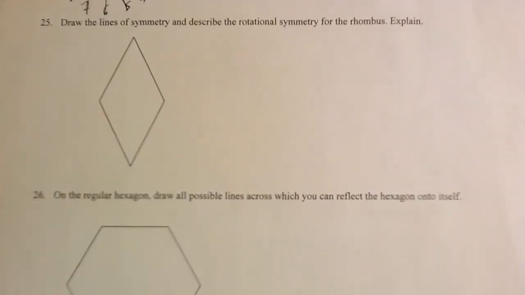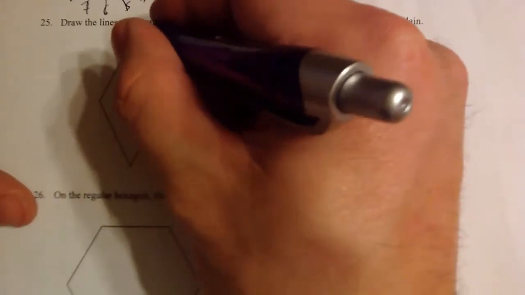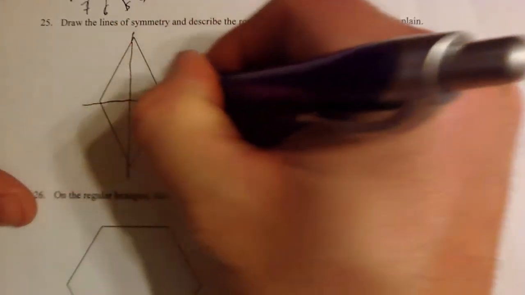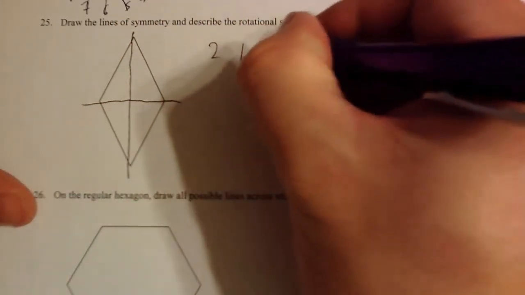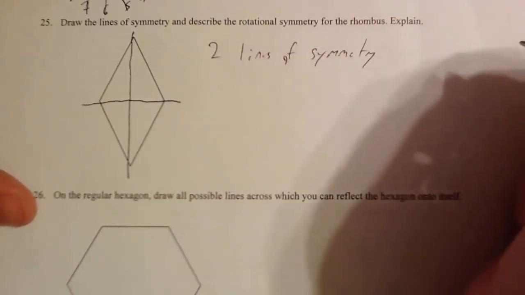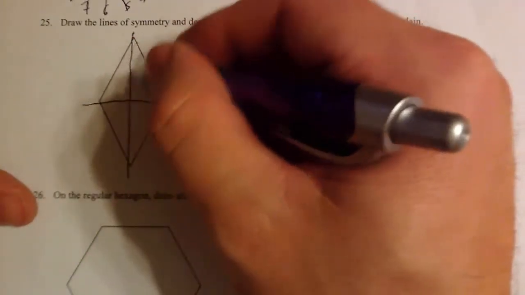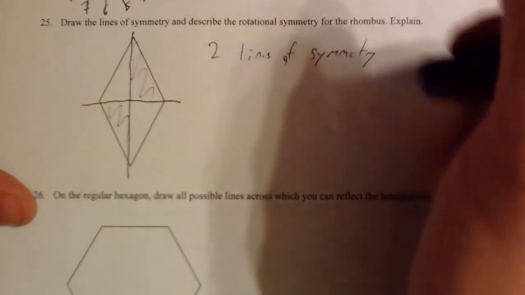Alright, 25. Draw the lines of symmetry. Describe the rotational symmetry for the rhombus. Alright, so we have 1, 2 lines of symmetry. So that's simply all we need to say. It has a 180-degree rotational symmetry, if you would even add that.